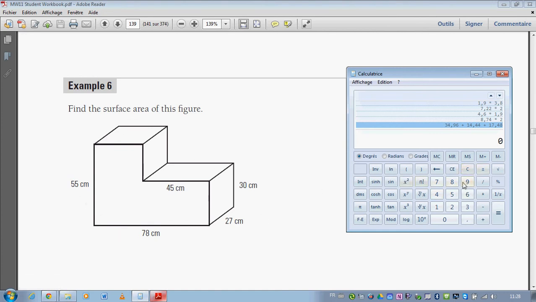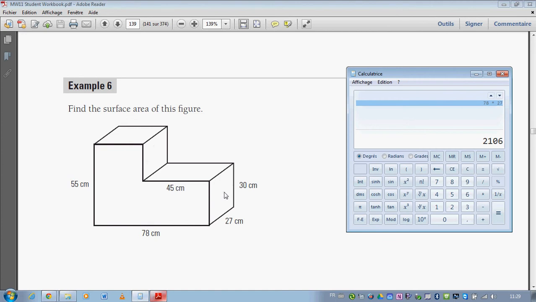So we've got a length of 78, and then a width of 27. That's 2,106, and that would just be for this area right here and this area right here. Now we would want to figure out the area of this and then this as well.